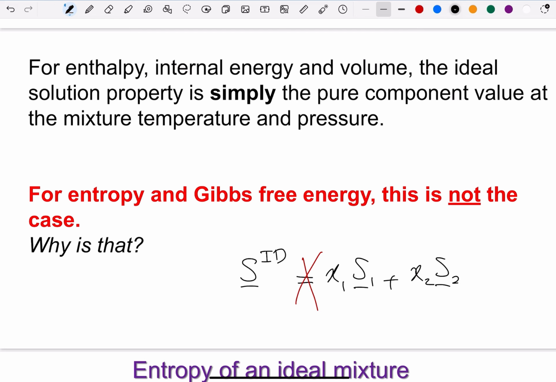But for volume, we did this, right? For volume it works, for enthalpy it works, internal energy is fine. So what is the reason? What do you think?